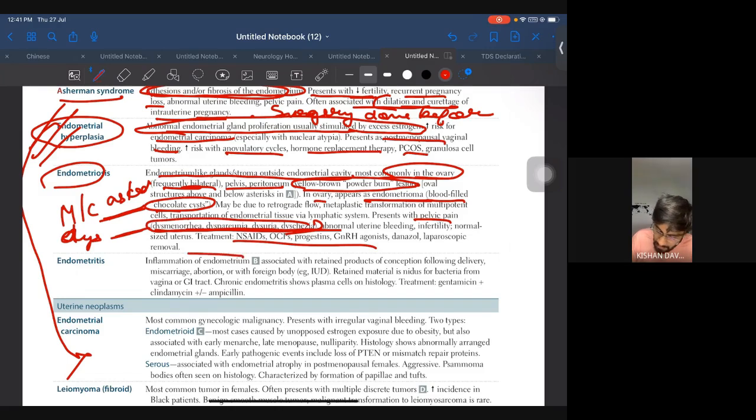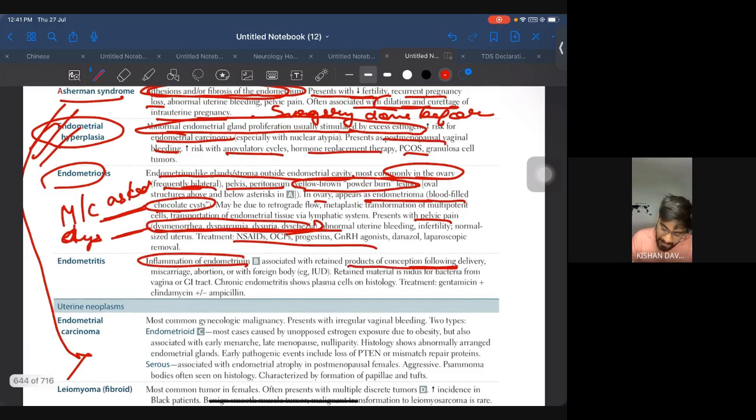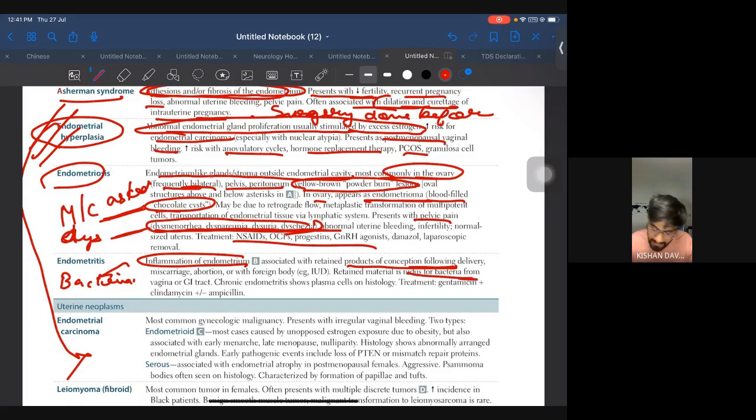Endometritis, inflammation of endometrium associated with retained products of conception following delivery. So there will be bacterial infection most commonly. Chronic endometritis shows plasma cells on histology, treatment is antibiotics.